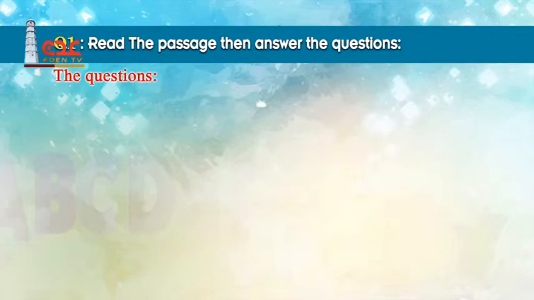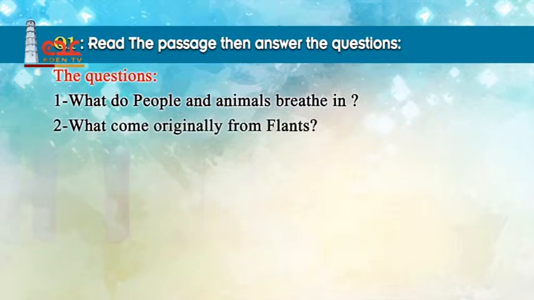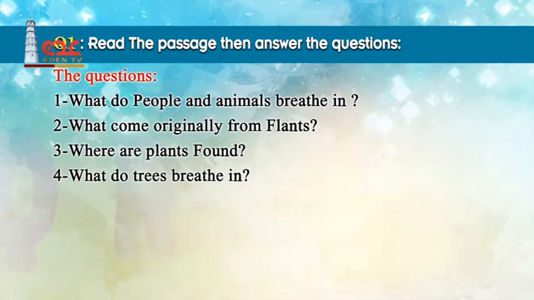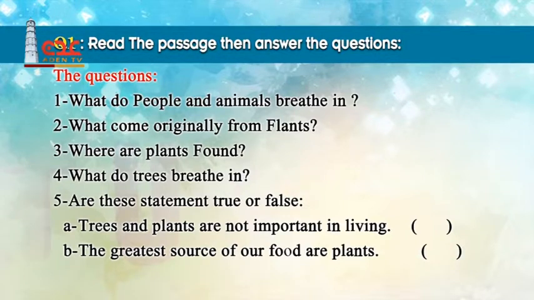Now the questions. I read all the questions of the paragraph. Number 1. What do people and animals breathe in? Number 2. What comes originally from plants? Number 3. Where are plants found? Number 4. What do trees breathe in? Number 5. Are these statements true or false? A. Trees and plants are not important in living. B. The greatest source of our food is plants.